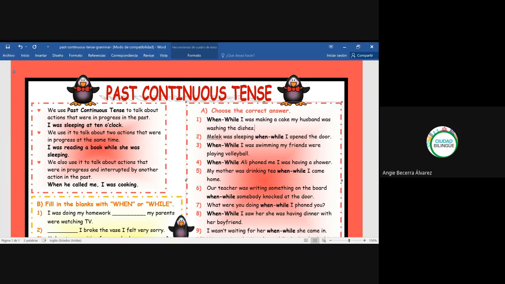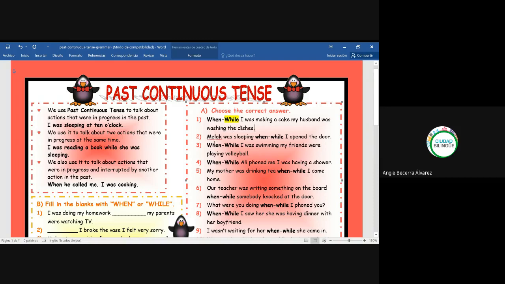Do you have any question? ¿Tienen alguna pregunta? No, teacher. Okay, perfect. So let's do the first one. It says, I was making a cake. My husband was watching the dishes. This is an interruption or simultaneous? Simultaneous. While. Perfect. So it's while. While I was making a cake, my husband was watching the dishes.